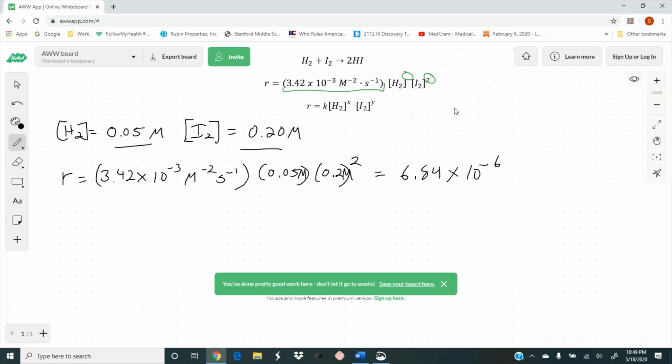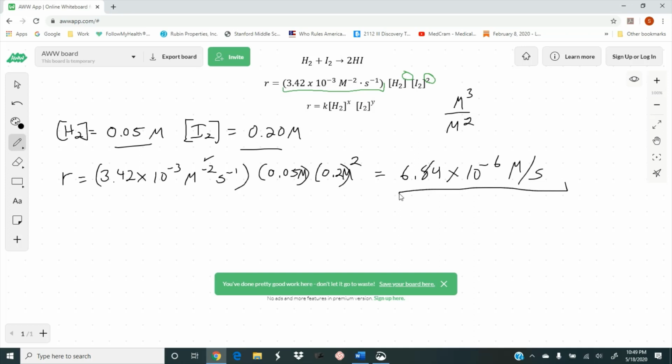Really, my units are going to be something like molar cubed because of these guys right here, because of concentrations, and molar to the second in the denominator. That's from this right here. And so basically I'm going to end up with molar per second, because second to the negative 1 is the same as per second. Okay.